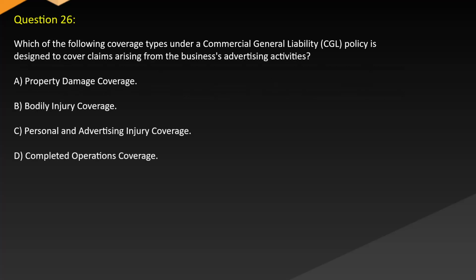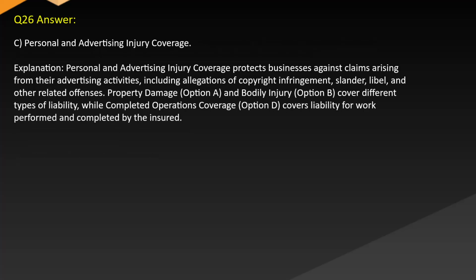Question 26. Which of the following coverage types under a commercial general liability (CGL) policy is designed to cover claims arising from the business's advertising activities? A. Property damage coverage. B. Bodily injury coverage. C. Personal and advertising injury coverage. D. Completed operations coverage. Answer: C. Personal and advertising injury coverage.